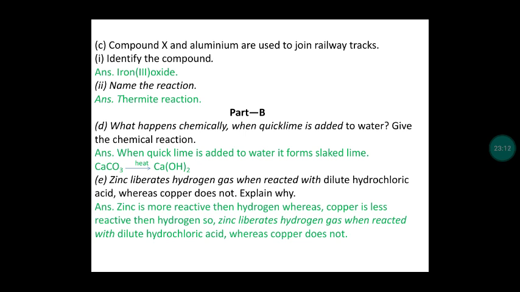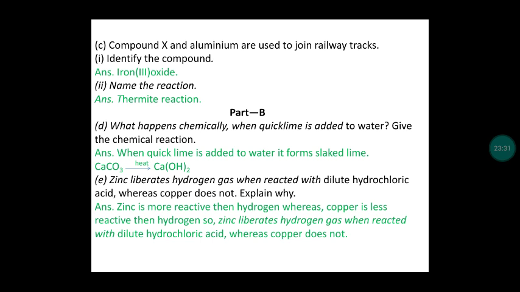Compound X and aluminum are used to join railway tracks. Identify the compound X. That will be iron(III) oxide. Name the reaction. That will be thermite reaction.